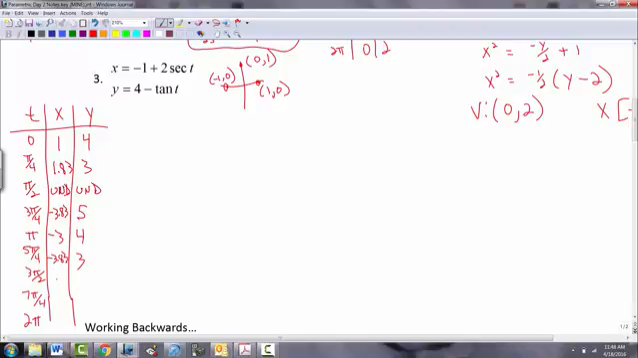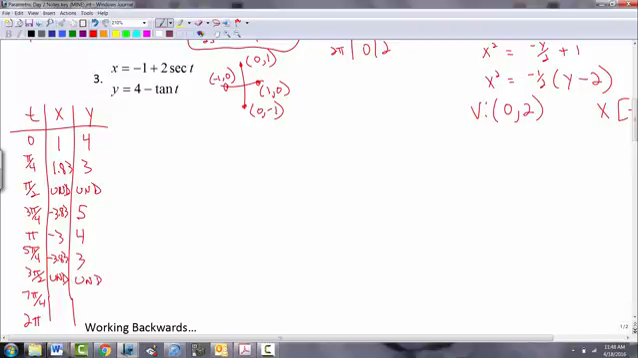Okay. What's the secant of 3 pi over 2? 3 pi over 2 is right here. Undefined, right? What's the tan of 3 pi over 2? Undefined.